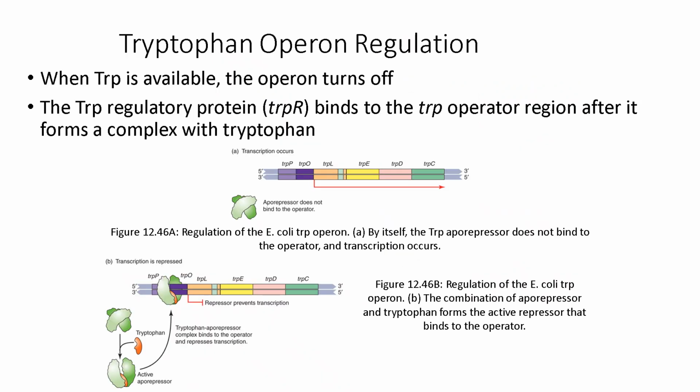The trp operon is turned off when tryptophan is abundant. Tryptophan acts as a co-repressor by binding to the TrpR protein, forming a functional repressor complex. This repressor binds to the operator region, blocking RNA polymerase from transcribing the structural genes. In the absence of tryptophan, the aporepressor remains inactive and transcription proceeds. This is a classic example of negative feedback inhibition, where the end product of a pathway inhibits its own synthesis.